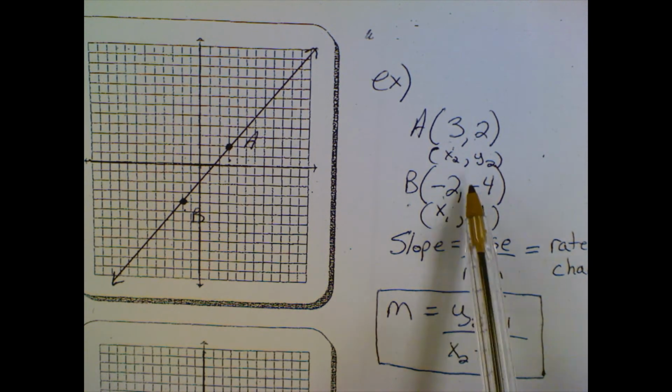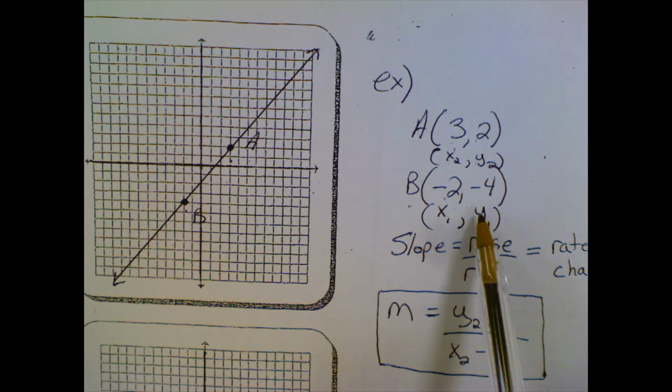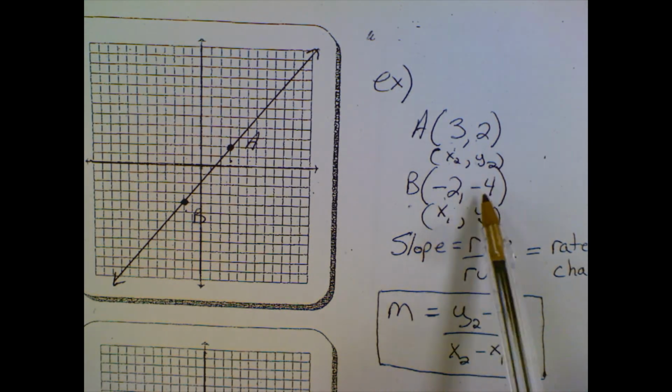Now, could I have called this point (x1, y1)? Sure. If I called this x1 and y1, these points 3 and 2, then it follows that I would have to call this x2 and y2 down here. So the names, again, are just to distinguish the 4 numbers.